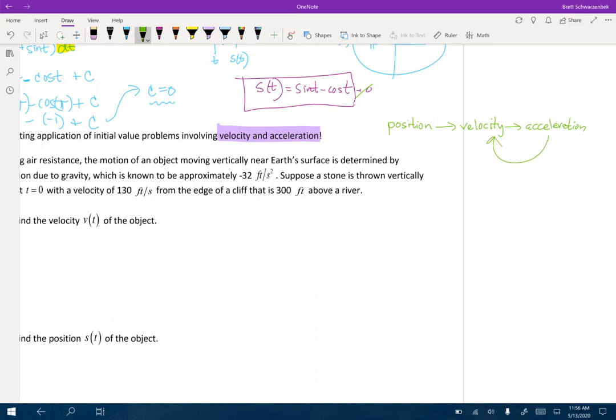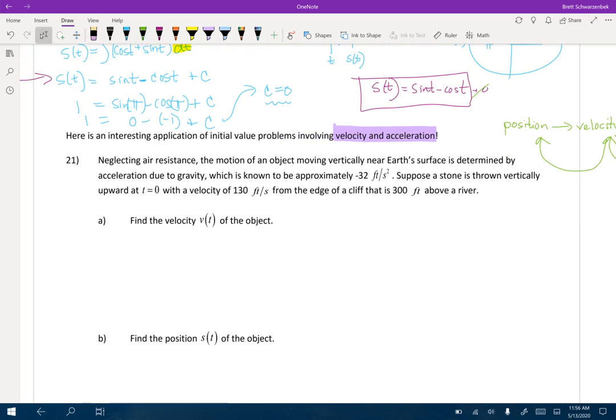Absolutely. What if we're at velocity? Can't we take the antiderivative to get back to position? Absolutely. So just realize that this entire concept is the same thing, except we're going to be going in the opposite direction. Okay, so let's read 21.